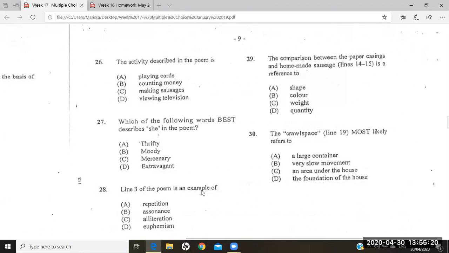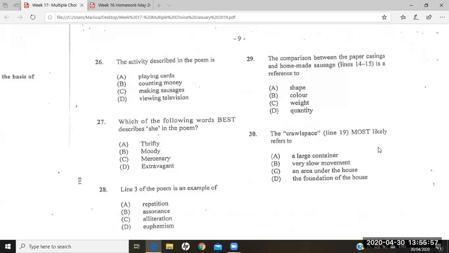Okay. So, Khadija, you're asking me to repeat something. What exactly do you want me to repeat? The answer for 29? So for 29, the question was about the comparison between the paper casings and homemade sausage. She used that comparison to show us the shape of the case that the child had. She was using the homemade sausage for us to get an idea as to how the paper case was looking. So the answer was A, shape.